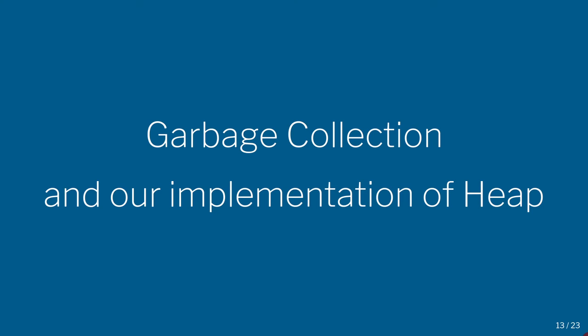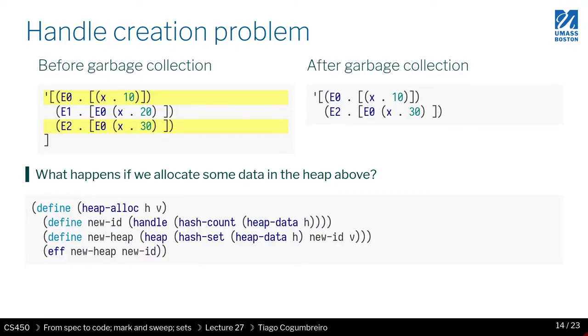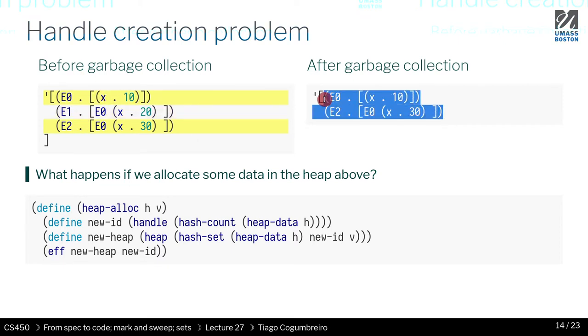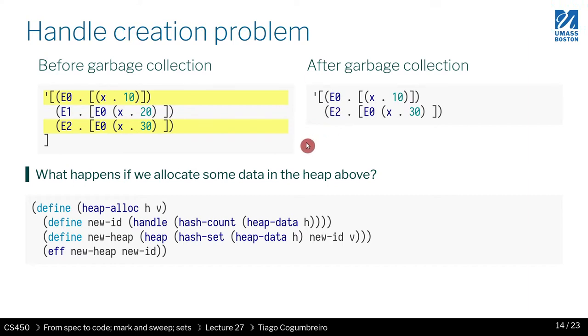So what happens if we integrate garbage collection into our implementation of a heap? If you look at this memory, you will notice that there are three frames. Assuming your initial frame is E2, E1 is not referred to by either E2 or E0, and E0 is referred to by E2. Therefore, E1 should be garbage collected. So before and after garbage collection, you would have just E2 and E0.